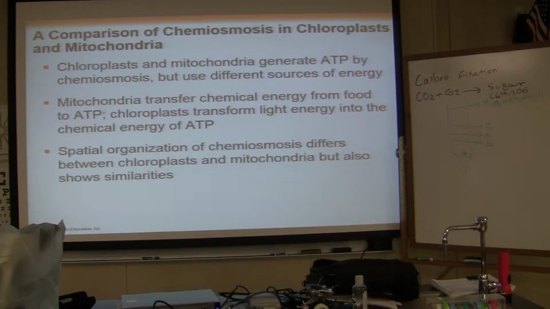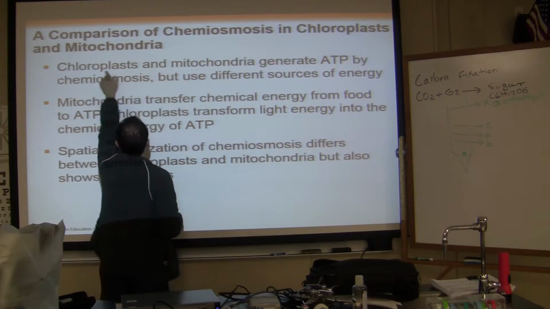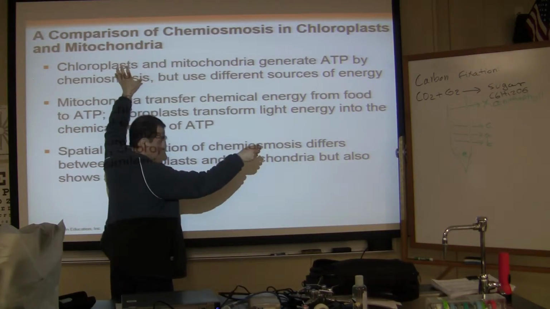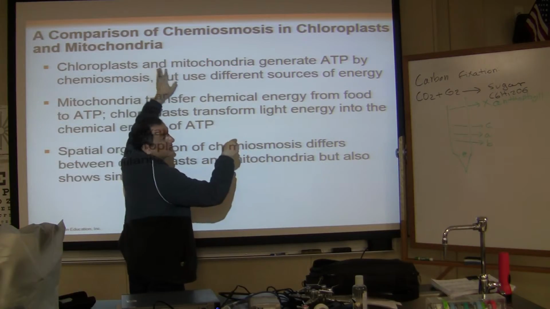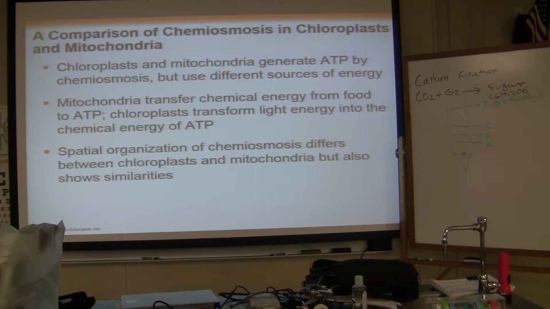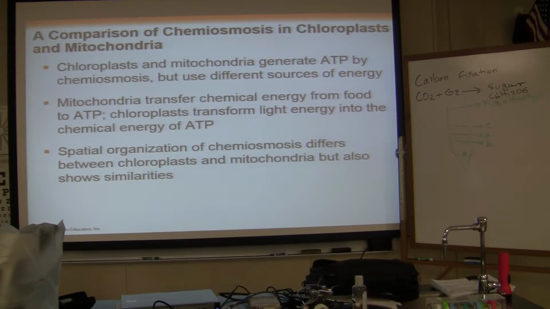What do you think? I should have covered this one. In mitochondria, in chloroplast, you're making ATP by what? What is the source of energy? Light. In mitochondria, you're making ATP by what? By glucose. Okay, so the other way around. Chloroplast by light and mitochondria by glucose. Mitochondria transfer chemical energy from food, yes, glucose, and eventually, of course, the glucose breaks down to pyruvate and makes ATP. Chloroplast transforms light energy into chemical energy of ATP.